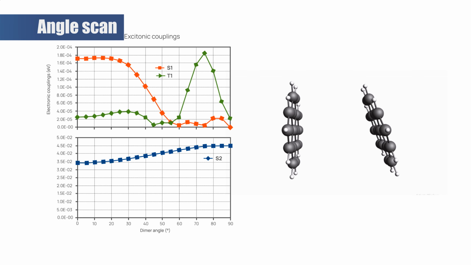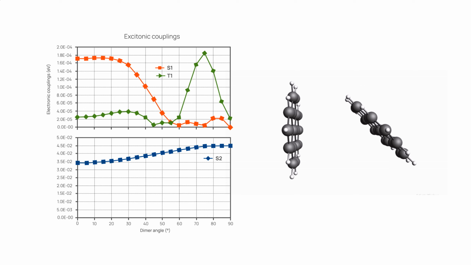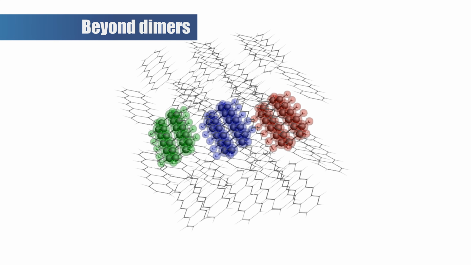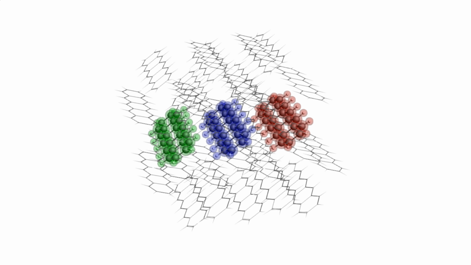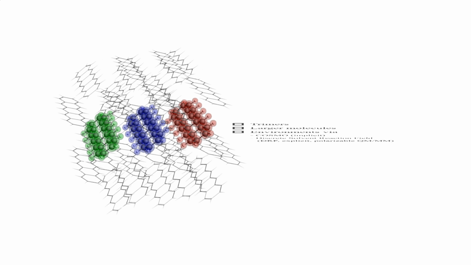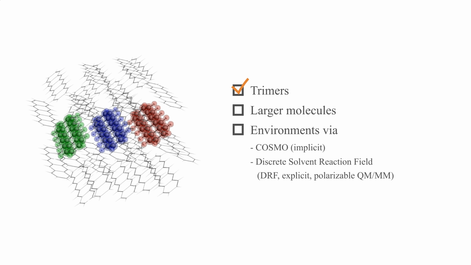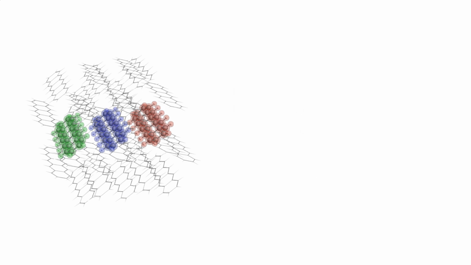Changing the relative orientation of the molecules also affects the transfer integrals, and this can be explored in the same way. The approach isn't limited to dimers. It can also be applied to larger systems, like trimers of pentacene molecules, with environmental effects included through COSMO or explicit molecules using DRF to better mimic the crystal environment.